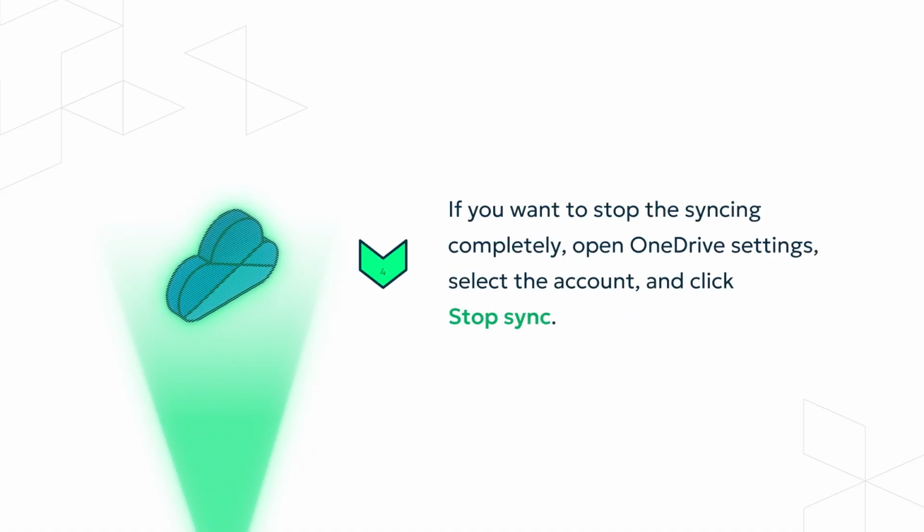However, if you want to stop the syncing completely, open OneDrive settings, select the account, and click Stop Sync. If needed, clean the cache and check your system logs for errors.